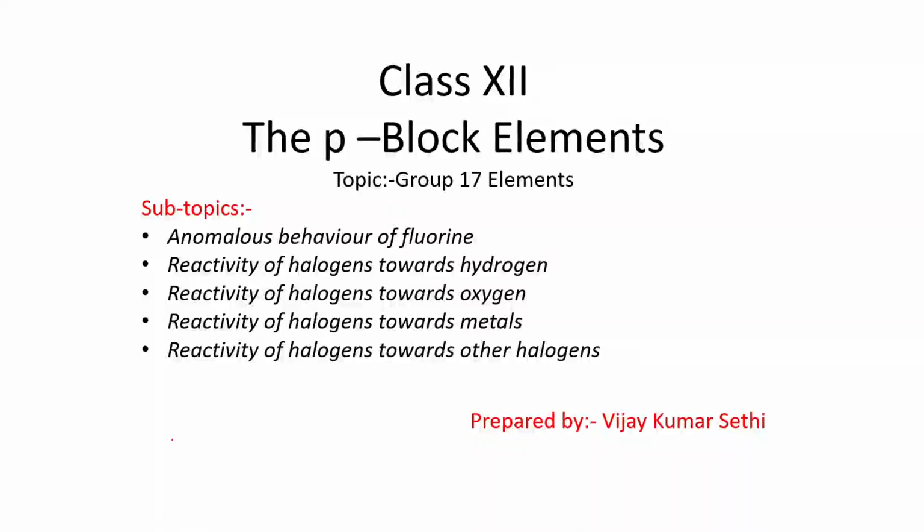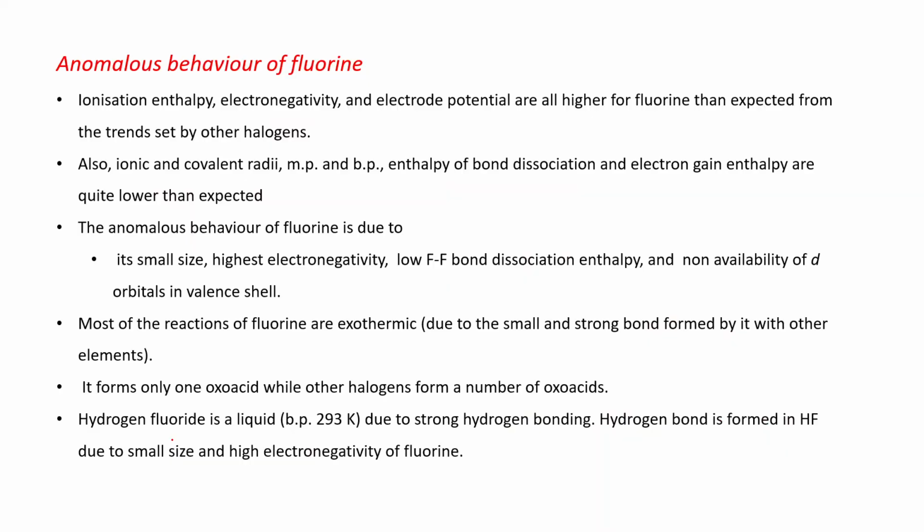Hello friends, in class 12th, the P block elements, we were discussing group 17 elements, and in this video we will discuss the anomalous behavior of fluorine and the reactivity of halogens towards hydrogen, oxygen, metals and other halogens. First, anomalous behavior of fluorine. As we have discussed, fluorine is the first member of group 17 elements.